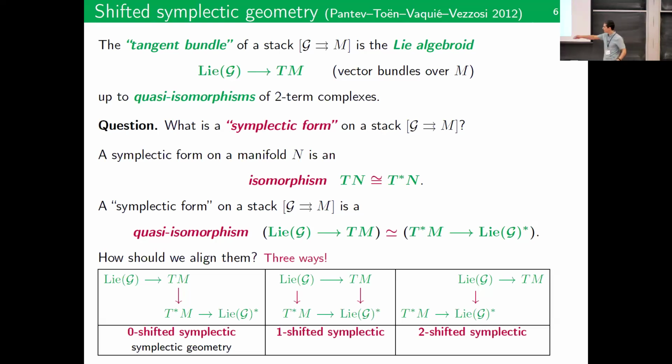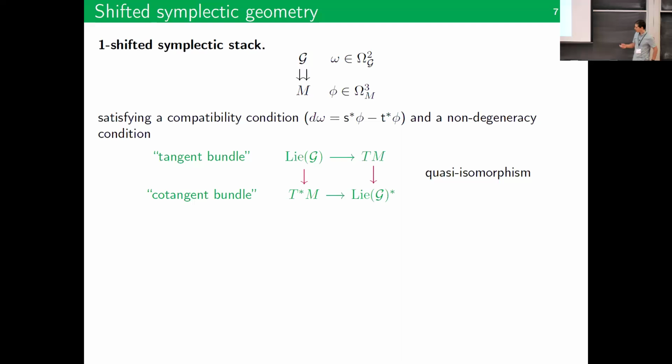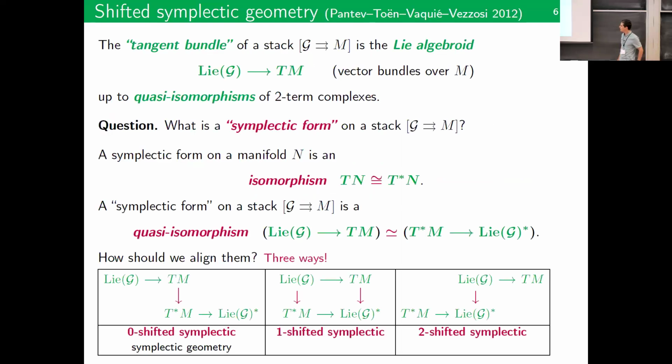The first way is 0-shifted, which recovers symplectic geometry when the stack is just a manifold. So just think of it as a trivial groupoid M going to M. But you also have 1-shifted and 2-shifted. And if you have higher stacks, you can have n-shifted for arbitrary integer n. Okay, so we'll mainly focus on 1-shifted symplectic here, which can be described more explicitly in the following way.